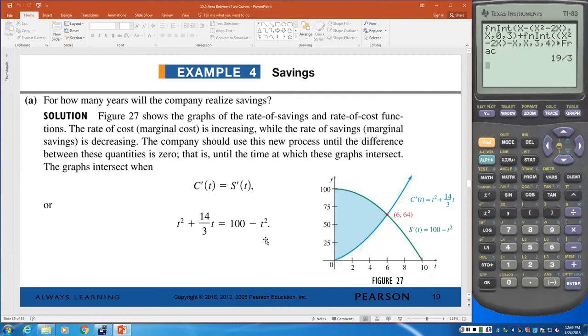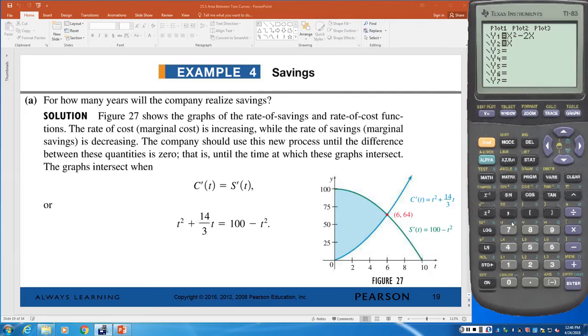First thing we're going to do in order to answer the question is we're going to graph S prime of T and C prime of T. So we're going to go to Y equals, and C prime of T is T squared plus 14 over 3T. We're going to use X. We put that 14 over 3T in the calculator. I always put my fractions in parentheses. You should if you're using an 83, although your 84 may have a fraction.